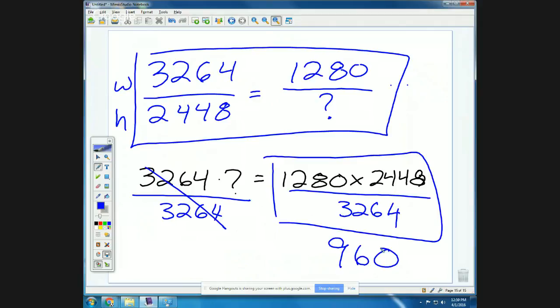960? All right, about the same, you guess. Let's double check. So I'm going to take the 1280 times 2448 divided by 3264. Ah, okay. And it's rounded to 960, right? It wasn't exactly, so it's approximately 960. So I should put a wavy equal sign here. The missing number is about 960.